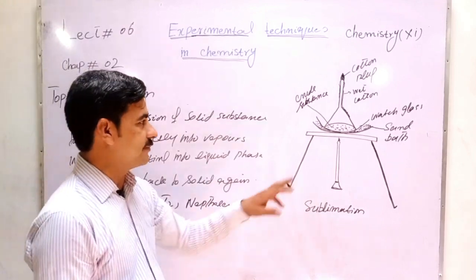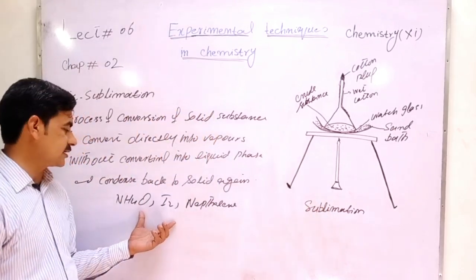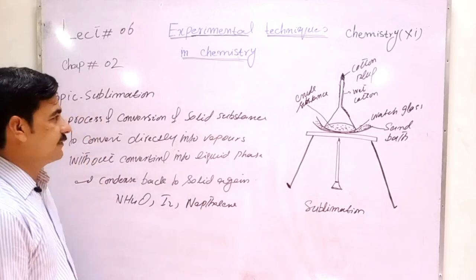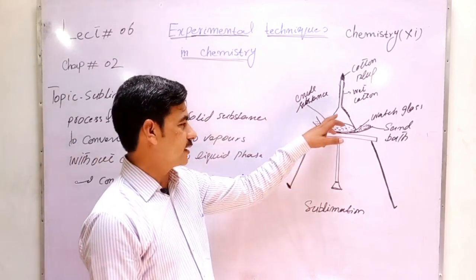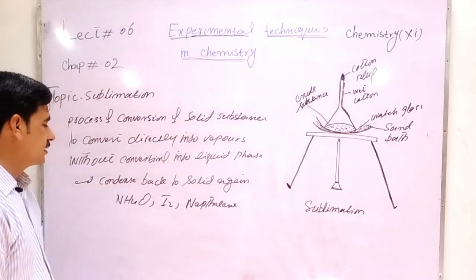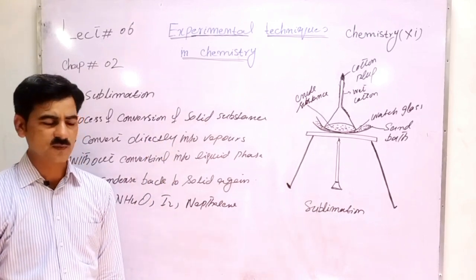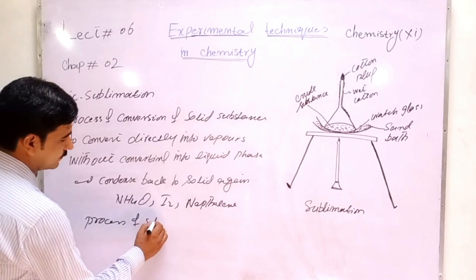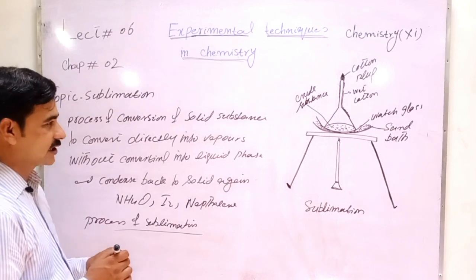If they are present in the mixture, we heat the material, and these substances, ammonium chloride, iodine, naphthalene, benzoic acid, will vaporize and convert into vapors, and if they condense, these vapors will convert into solid again. In this way we separate these substances by the process of sublimation. The process is very simple. How do we separate these thermally unstable substances from the mixture?